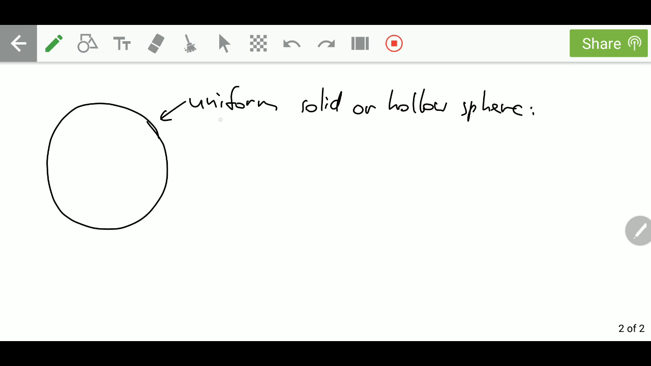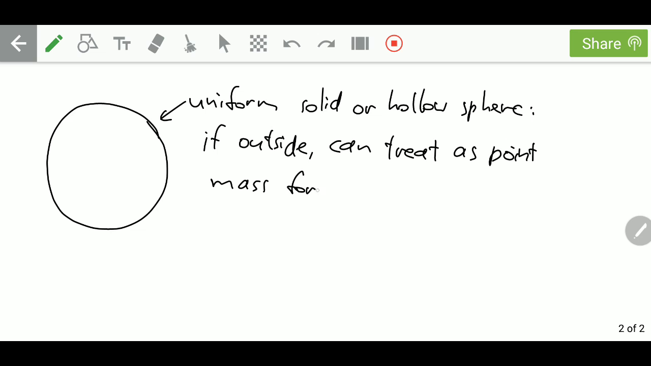you can treat it, if you are outside the sphere, as a point mass for gravitational purposes. So it exerts the exact same force, it produces the exact same gravitational fields and forces as it would if it were a point mass located at the center of that sphere.